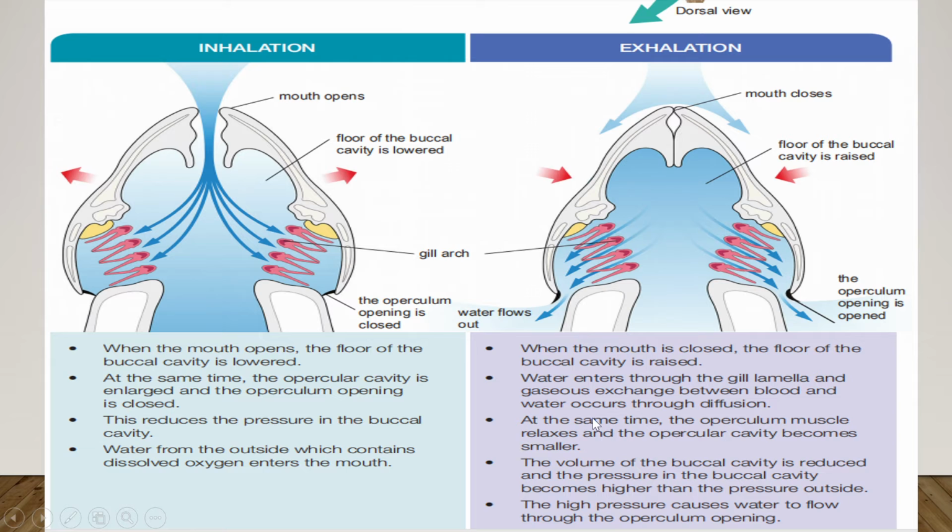So the opercular cavity becomes smaller over here. This cavity becomes smaller. The volume of the buccal cavity is reduced, so the pressure in the buccal cavity is higher than the pressure outside. High pressure will cause the water to flow through the operculum opening. This is the only outlet, because at this moment the mouth is closed.